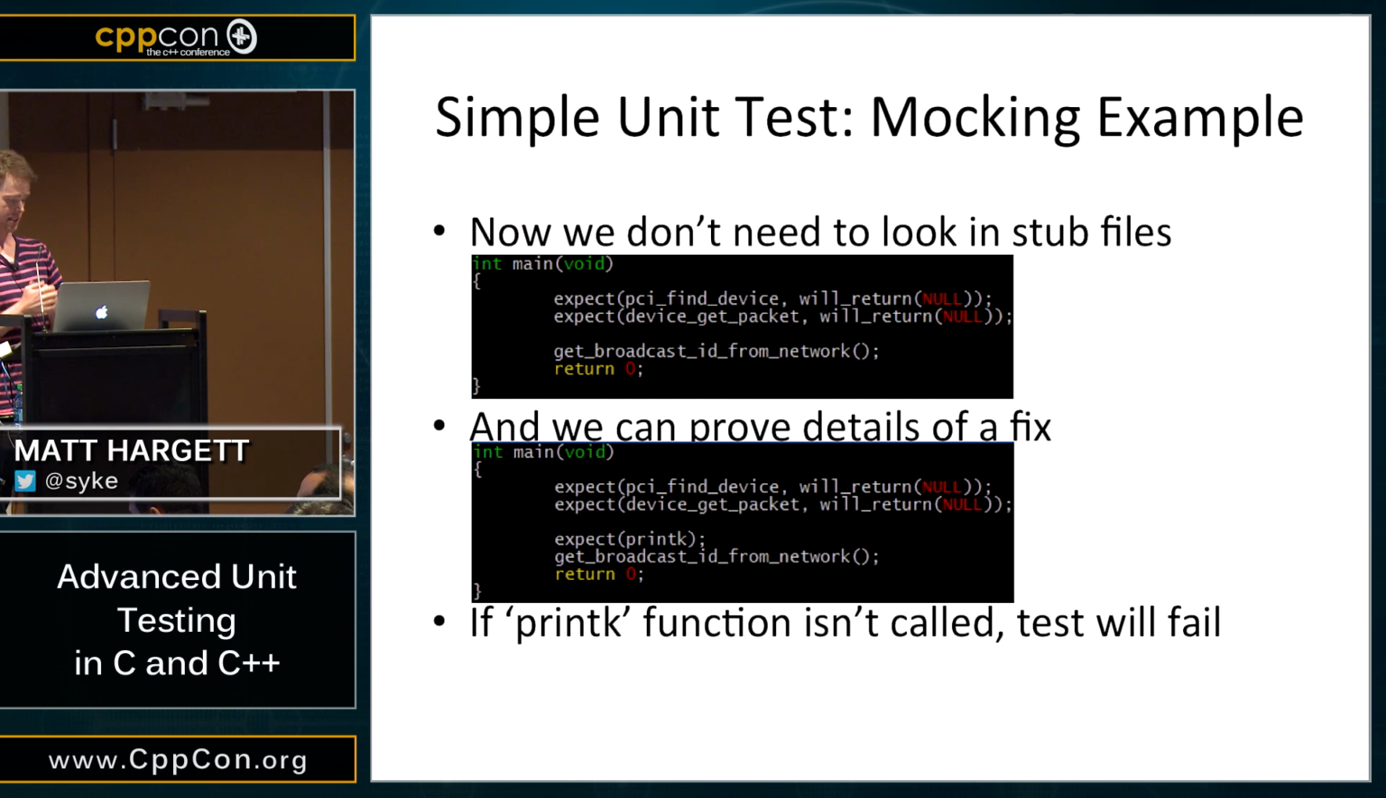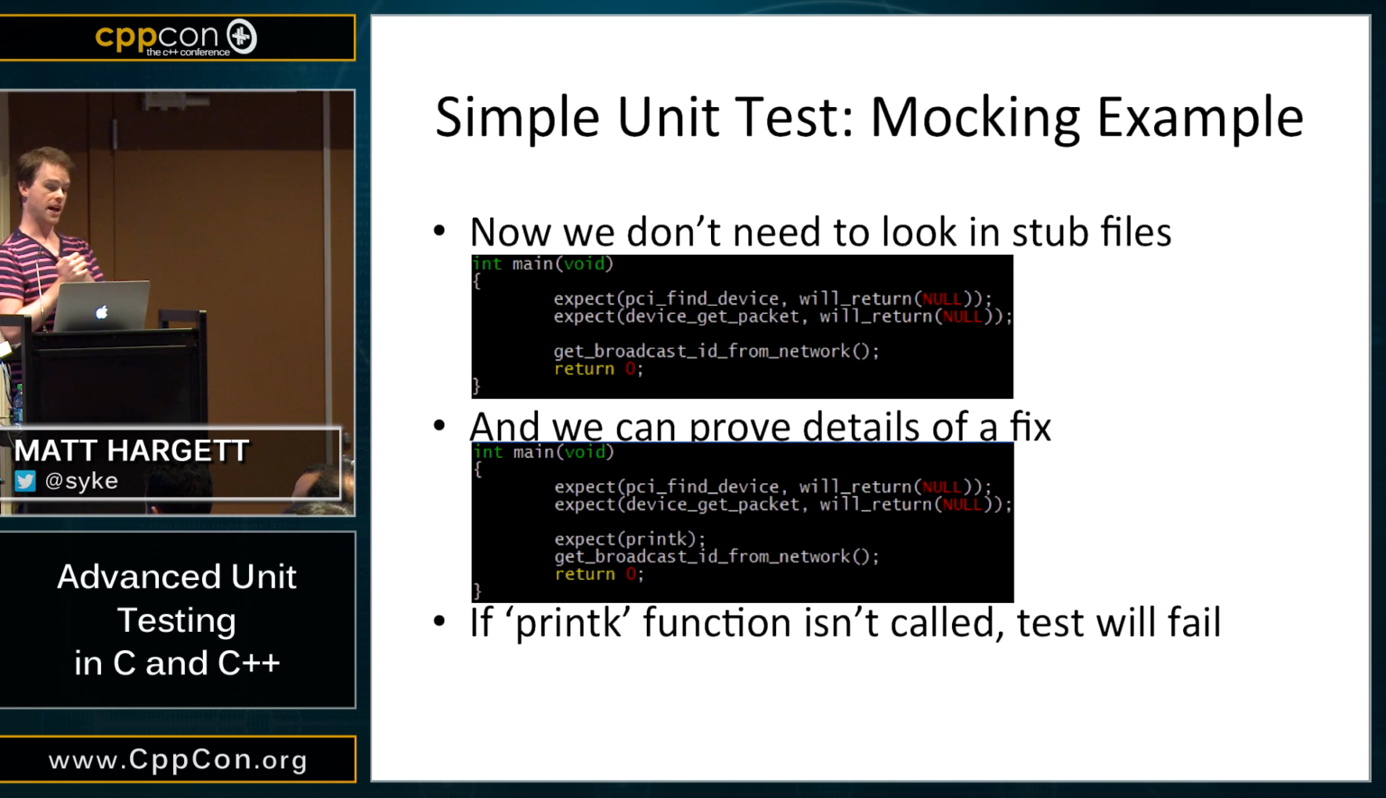So here's an example using a Cgreen mocks-like syntax, even though we're still just in our main function here. I'm going to be able to write like expect PCI find device will return null. Expect device get packet will return null. And then I call get broadcast ID from network.